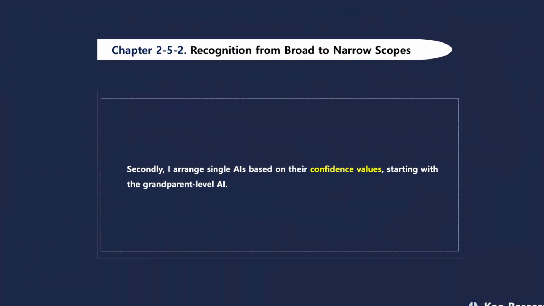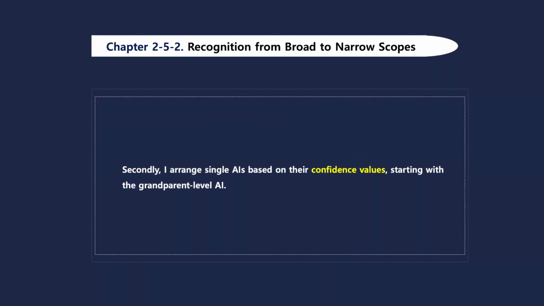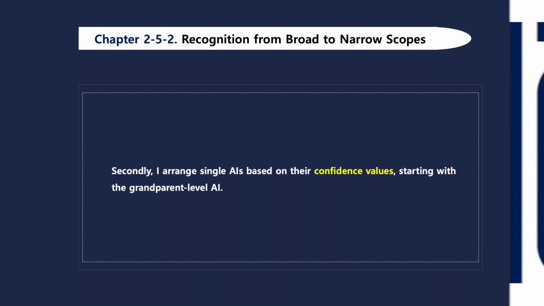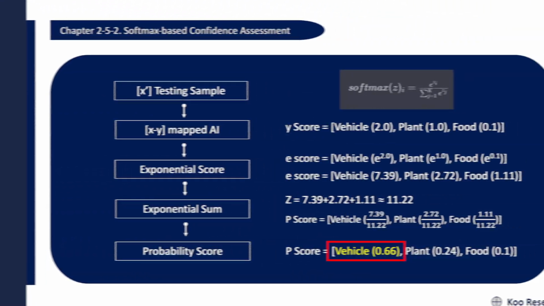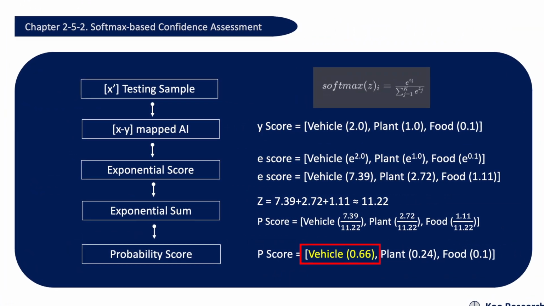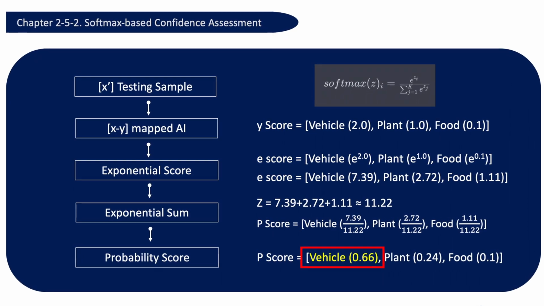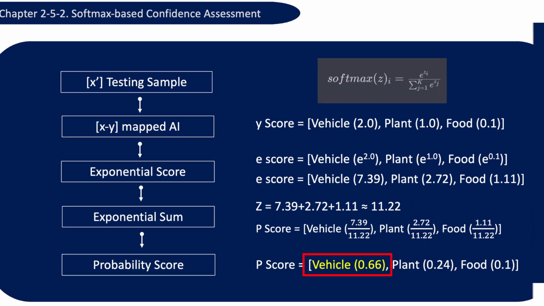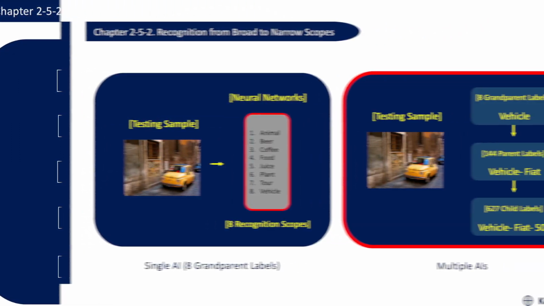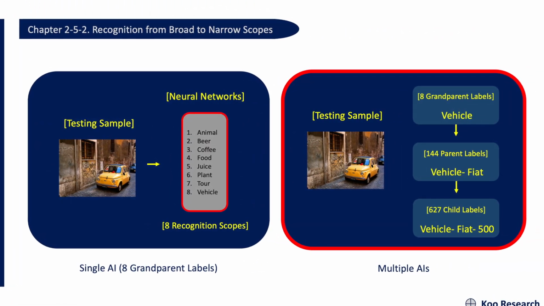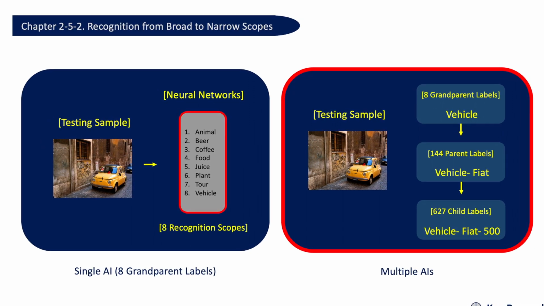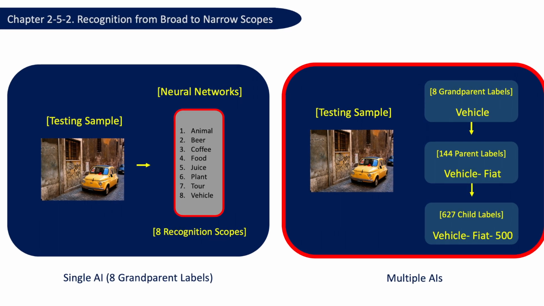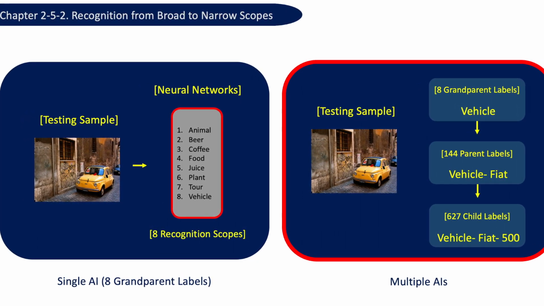Secondly, I arrange single AIs based on their confidence values, starting with the grandparent-level AI. In this figure, the confidence value represents the label with the highest normalized probability among predefined labels. As illustrated in this figure, the grandparent-level AI achieves higher confidence due to its fewer labels, resulting in less label overlap during confidence assessment compared to lower-level AIs.